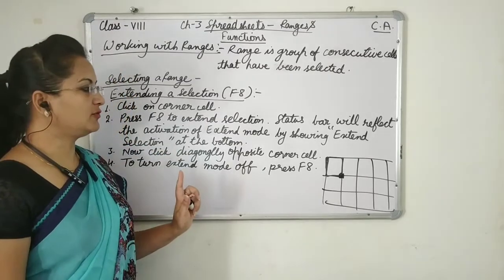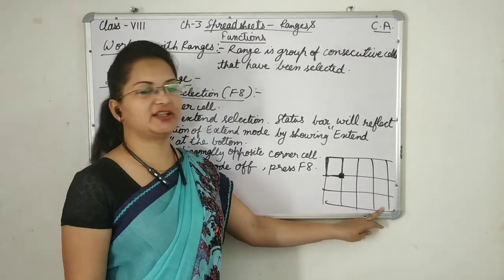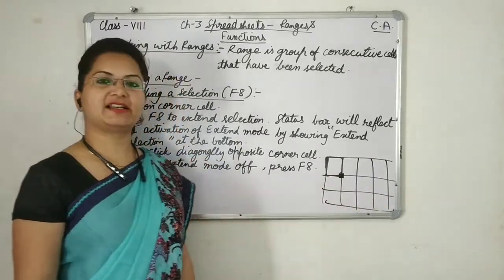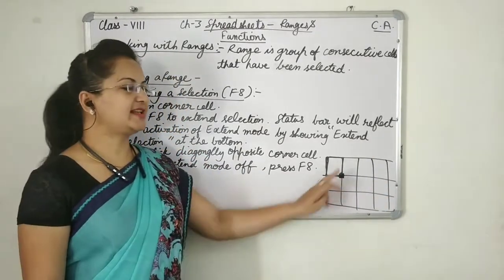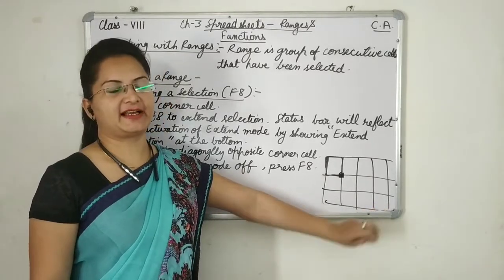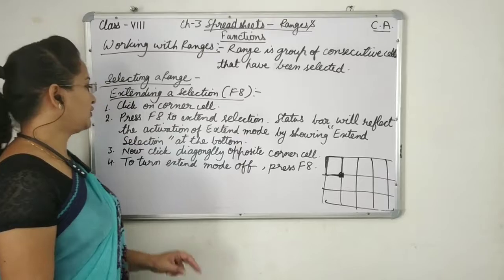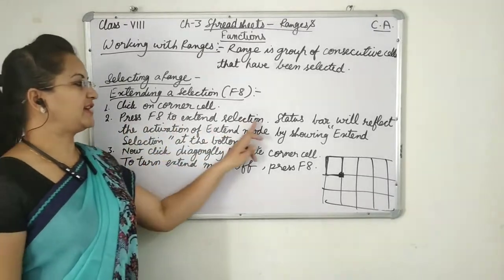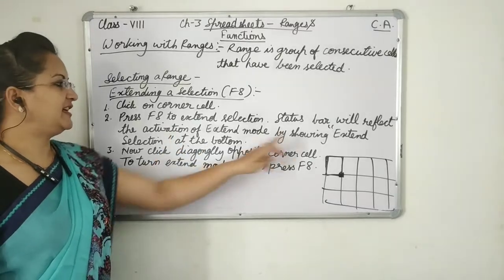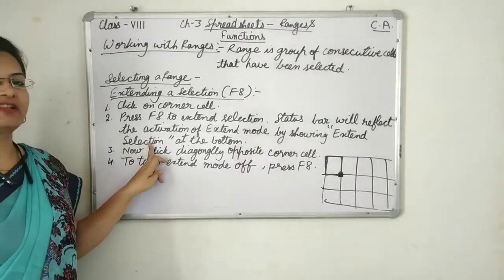Now what you have to do? You have to directly click on this box. What will happen? All these cells will be selected. Got it? Select the cell, press F8 and then select this cell directly. So press F8 to extend the selection. In the status bar, you will be able to see extend selection at the bottom.